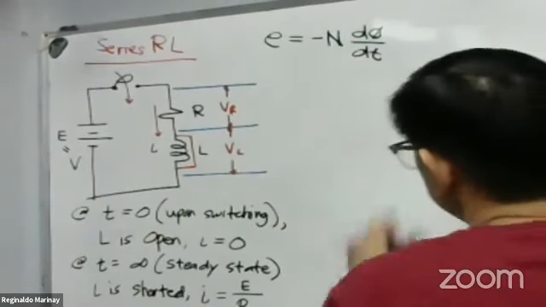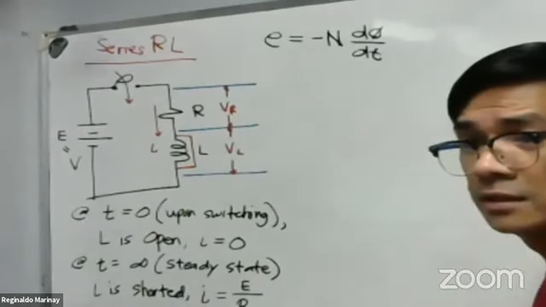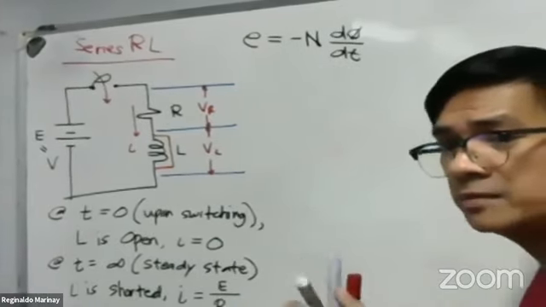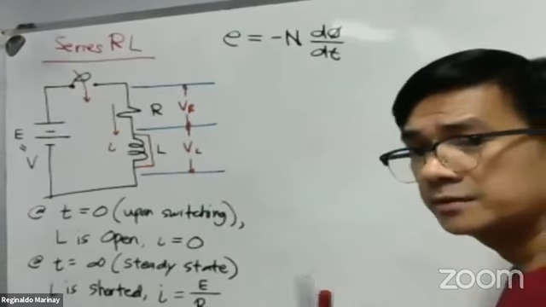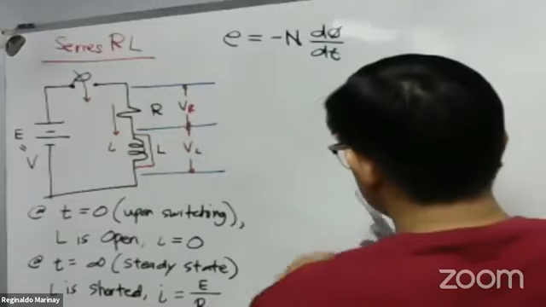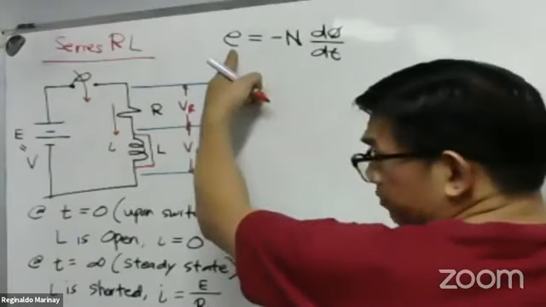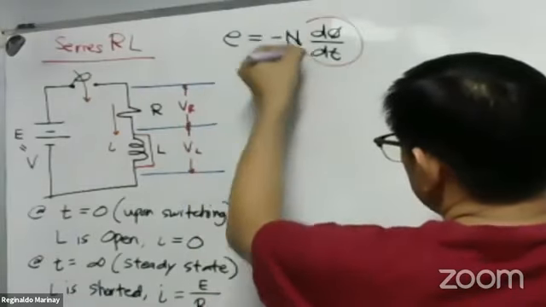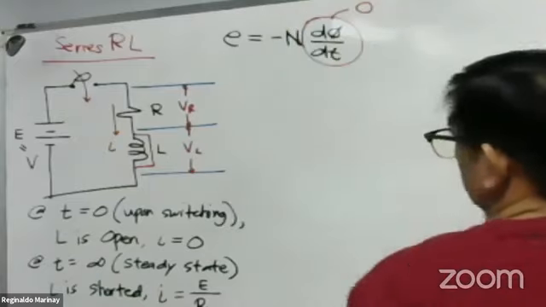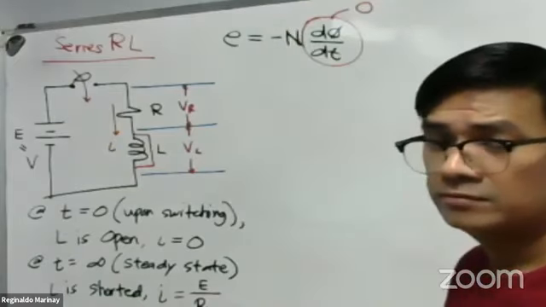dΦ over dt. This is the Lenz's law equation. A transformer can never be operated on DC because the induced EMF in your transformer, the dΦ over dt, is 0. Why is it 0? Because you use DC.